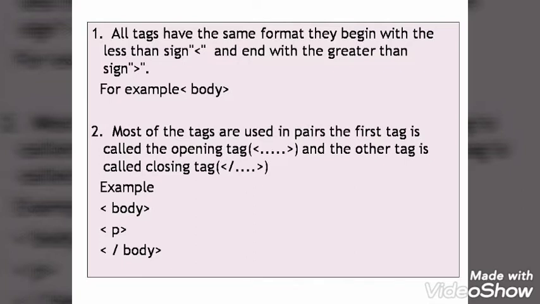What is the difference between closing tag and opening tag? When we write there is a change in the format. The only change is a forward slash. You can see in the closing tag we are putting a forward slash. That's it. So most of the tags are used in pairs. One is opening tag and one is closing tag. In opening tag we can see two brackets. In closing tag both the brackets are there. Along with this we are using a forward slash.